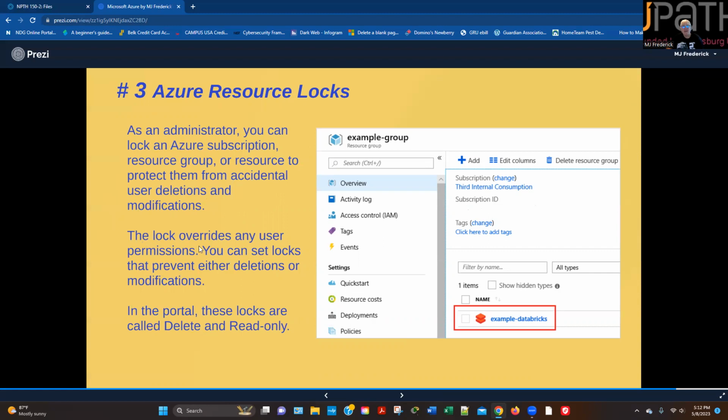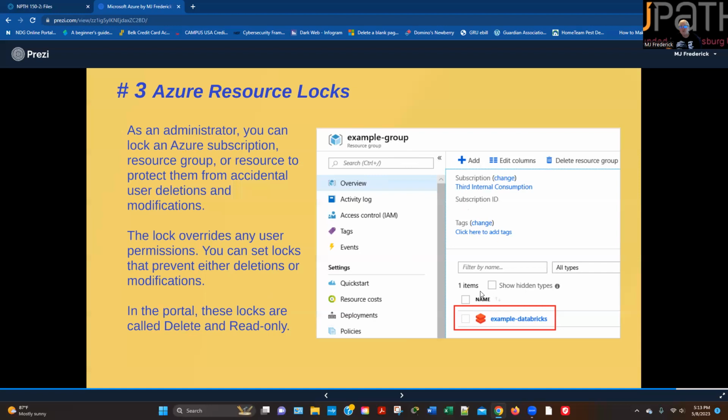The lock will override any user's permission. So it doesn't matter what the user has. If we need to, on that lock, we can override whoever has a permission. And you can set locks that will prevent either those deletions or modifications. And in the portal, those locks are called delete or read only. Just like sometimes when we do a Word document, if we don't want somebody to be able to modify it in any way, we create it as read only, meaning they would have to copy and paste it and work within their own document. They can't do anything to it or manipulate it in any way. And here we have an overview of a resource group called Example Group.